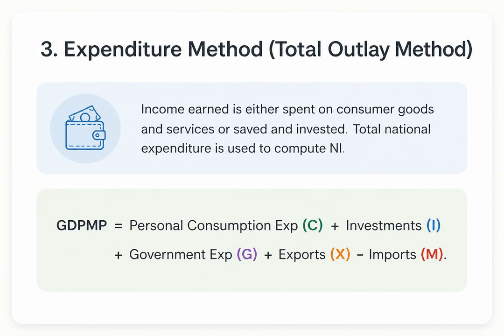The third and most commonly used approach is the expenditure method, or total outlay method. The logic here is simple. Every piece of income earned in a country is either spent or saved and invested. By tallying up all the spending, we can measure the total output. This method gives us GDP at market price, calculated as personal consumption expenditure, plus investments, plus government expenditure, plus net exports, which is exports minus imports.